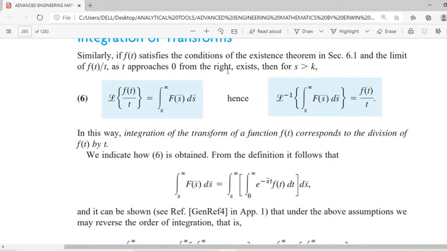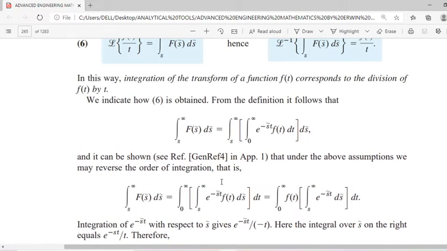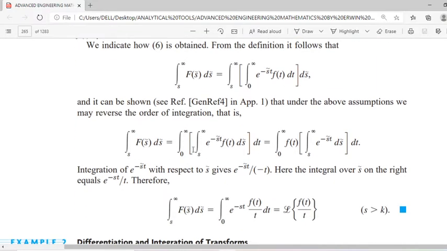is equal to f(t) by t. So this is the formula, and you can derive it very easily. First of all, let us consider integral s to infinity F(s tilde) d s tilde equal to integral s to infinity, what is F(s), integral 0 to infinity e raised to minus s tilde t f(t) dt d s tilde. We can interchange the order of the integration that is considered here. So that is equal to integral 0 to infinity f(t) into integral s to infinity e raised to minus s tilde t d s tilde, then dt.